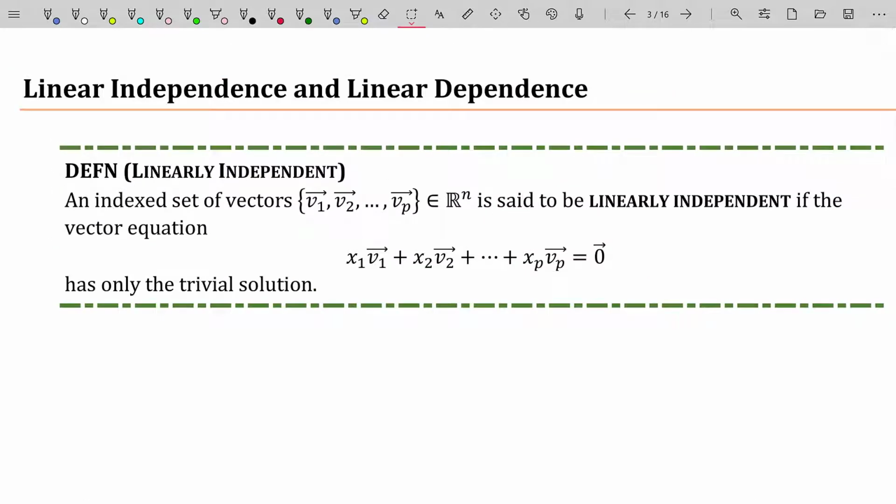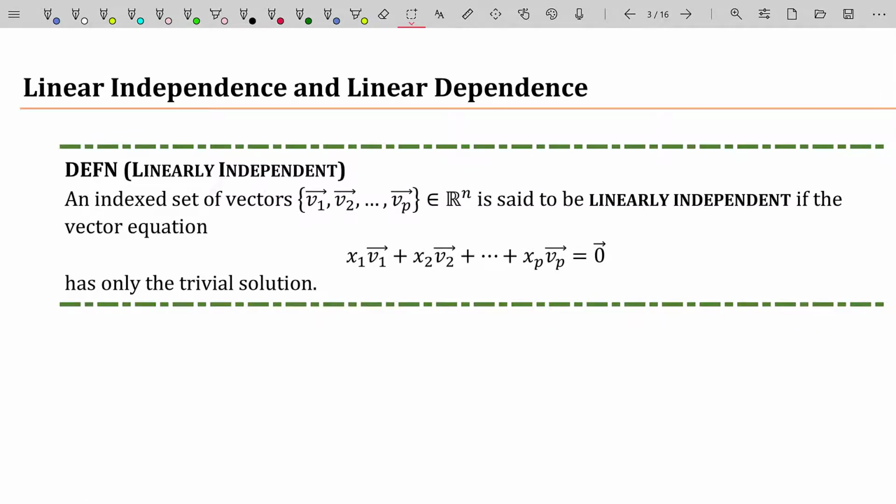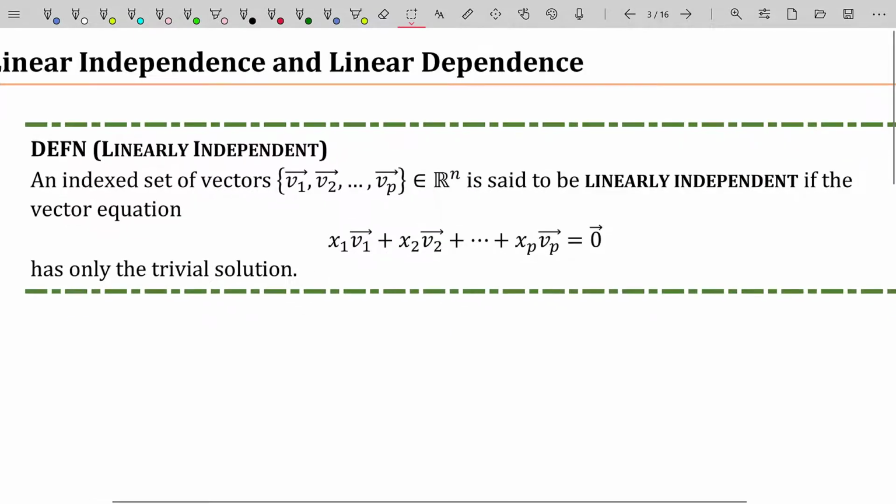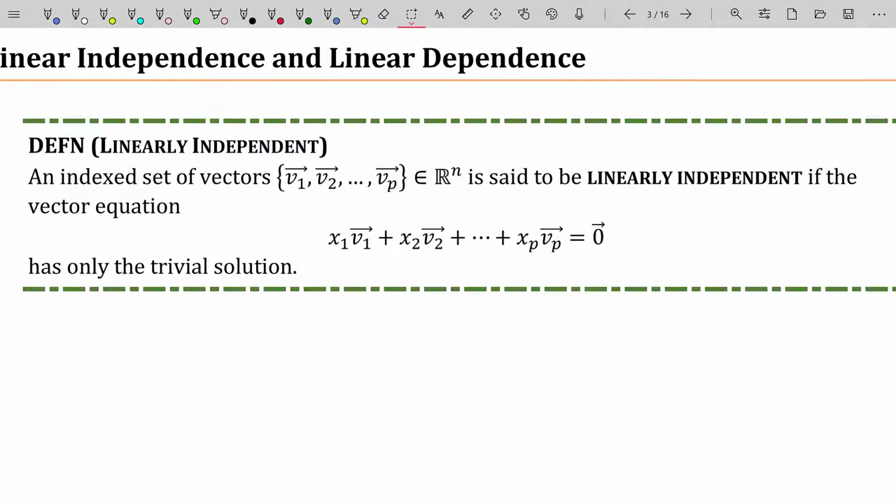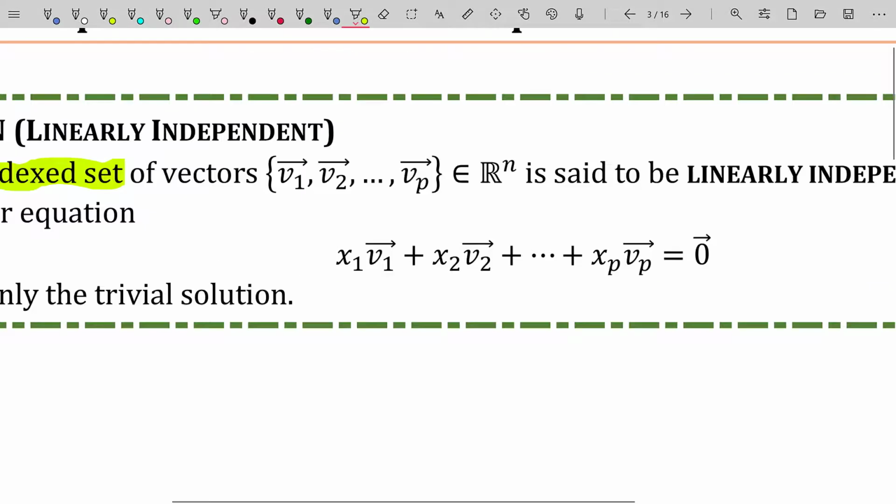In this video, we're going to talk about one of the most important concepts going forward in linear algebra. It's called linear independence, and we have its stepbrother, linear dependence. Both of them are important concepts. We'll start by defining linear independence, an indexed set of vectors.